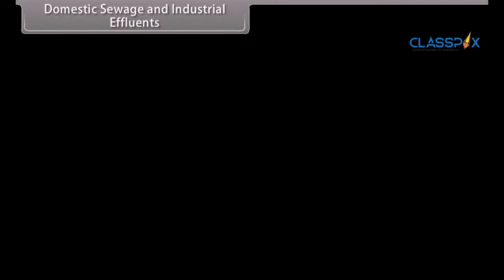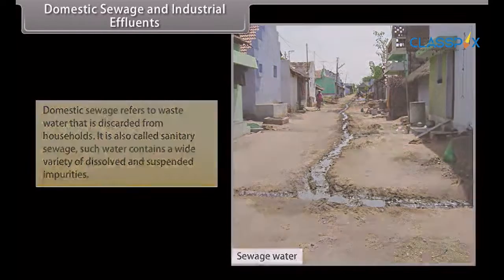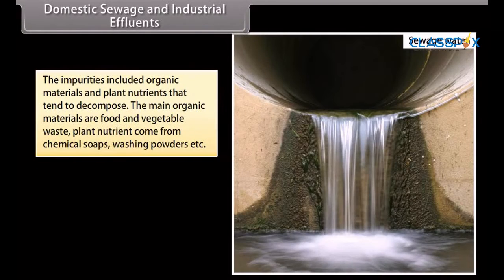Domestic sewage and industrial effluents. Domestic sewage refers to wastewater that is discarded from households. It is also called sanitary sewage. Such water contains a wide variety of dissolved and suspended impurities. The impurities include organic materials and plant nutrients that tend to decompose.